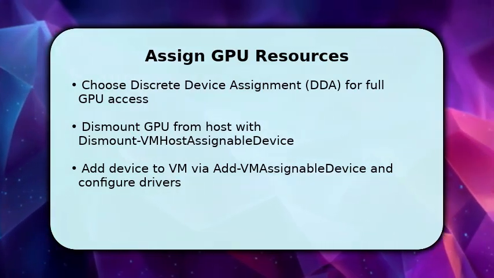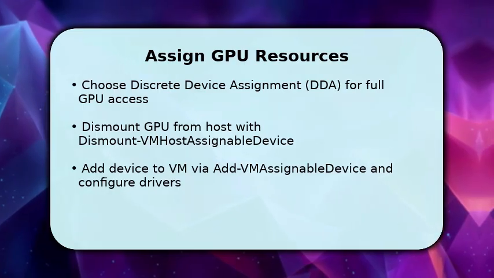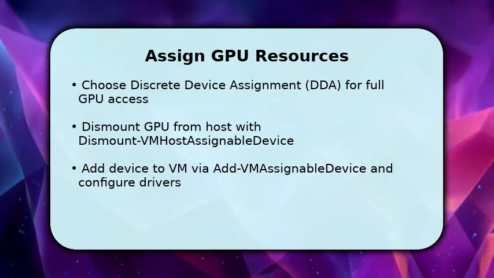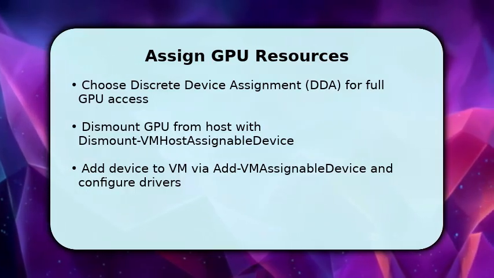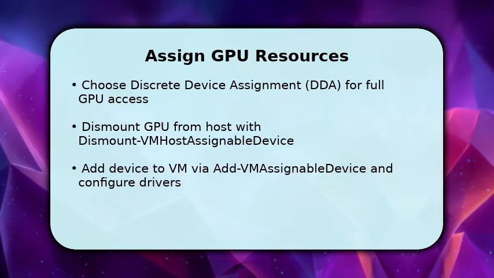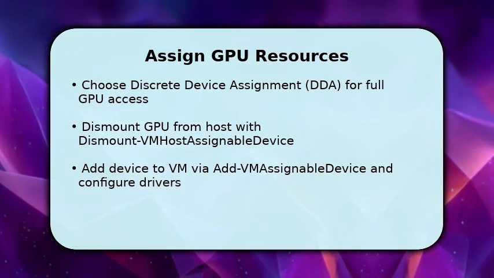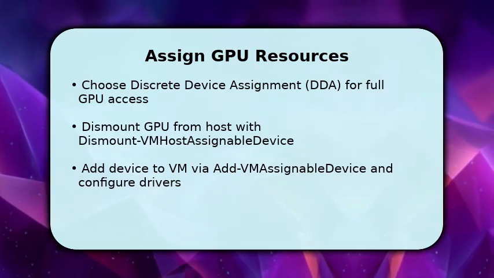First, identify the GPU with Get-PnpDevice or Get-VMHostAssignableDevice, then dismount it from the host so Windows won't bind drivers. After that, use Add-VMAssignableDevice to attach the device to the target VM and boot the VM to install guest drivers.